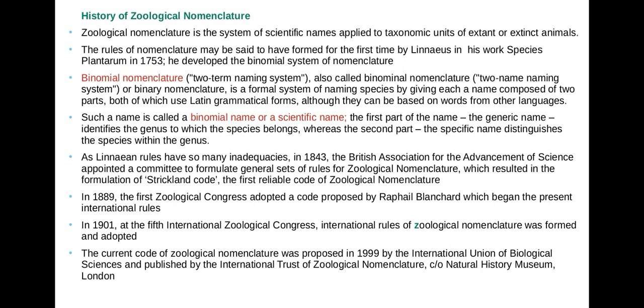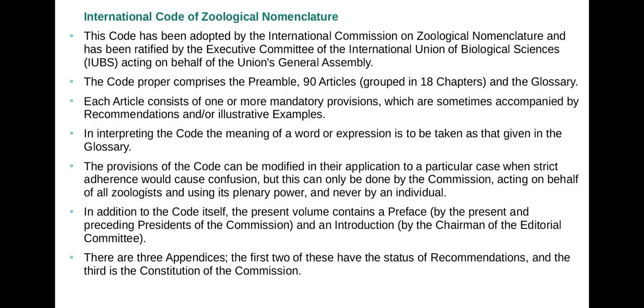The current code of zoological nomenclature was proposed in 1999 by the International Union of Biological Sciences and published by the International Trust for Zoological Nomenclature, Natural History Museum, London. So, the International Code of Zoological Nomenclature. This code has been adopted by the International Commission on Zoological Nomenclature and has been ratified by the Executive Committee of the International Union of Biological Sciences, acting on behalf of the Union's General Assembly.